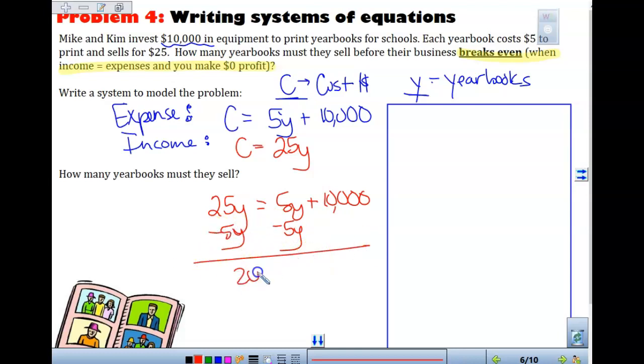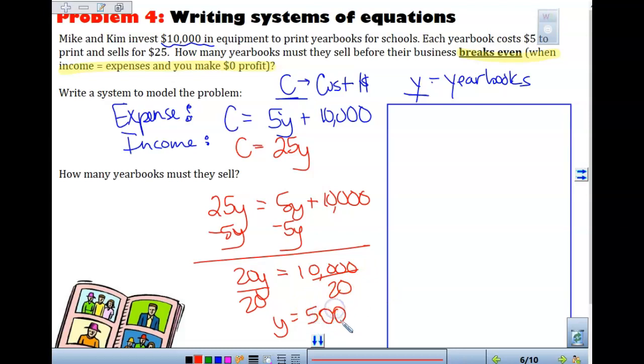When I do that, I get 20Y equals 10,000. To solve, I'm gonna do what? Jimmy, thank you, divide by 20. And using my calculator if I need to, taking 10,000 divided by 20, how many yearbooks should I have to sell at my school to break even? 500.